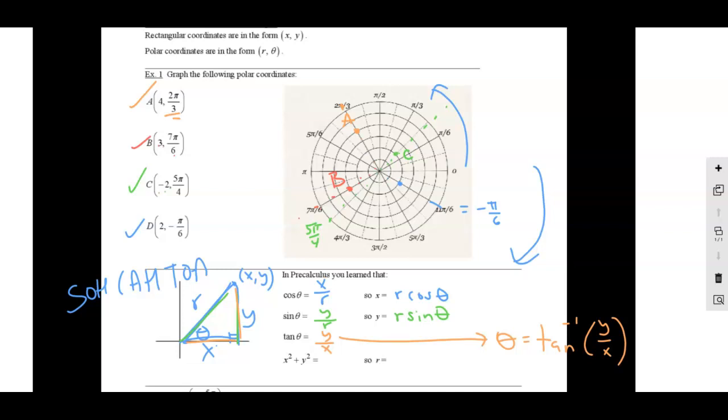But because of the Pythagorean theorem, we know that x squared plus y squared is going to be equal to r squared.